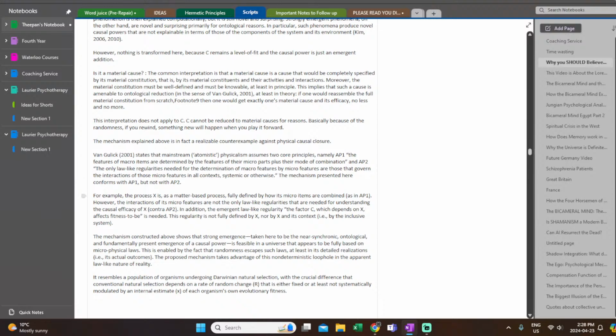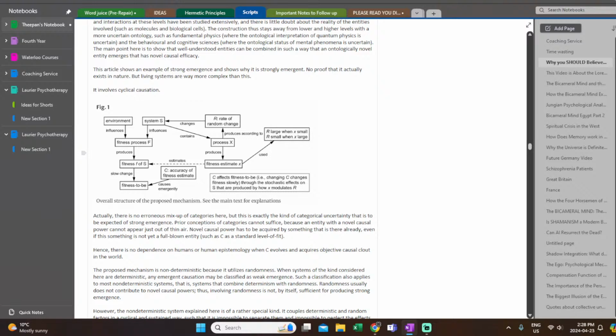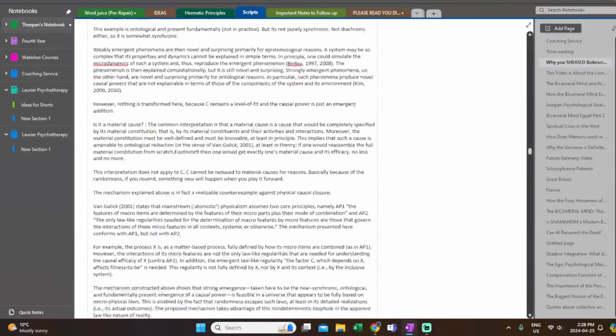In addition, the emergent law-like regularity, the factor C, which depends on X, affects fitness to B, is needed. Okay, yeah. That's just explaining what C does in the system. This regularity is not fully defined by X, nor by X and its context, i.e. by the inclusive system. Yeah, okay, so this process is not fully defined by X, but it involves C as well, influencing it from a different plane, let's say, of existence relative to that system.